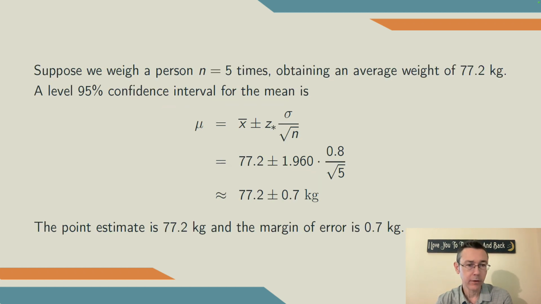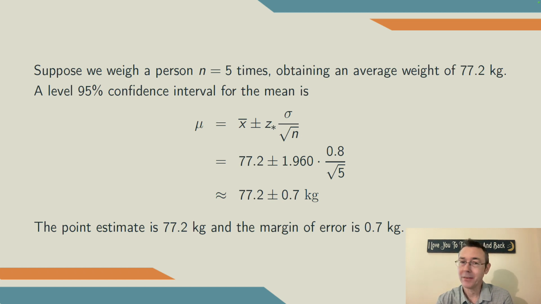So suppose we weigh this person 5 times and we obtain a sample mean of 77.2 kilograms. Then a 95% confidence interval for the mean is going to be given by 77.2 plus or minus 1.960, that's the critical z-score from the table that we had on the last slide, times 0.8 over the square root of 5. 0.8 being the population standard deviation, 5 being the sample size. We simplify that, we get 77.2 plus or minus about 0.7 kilograms.